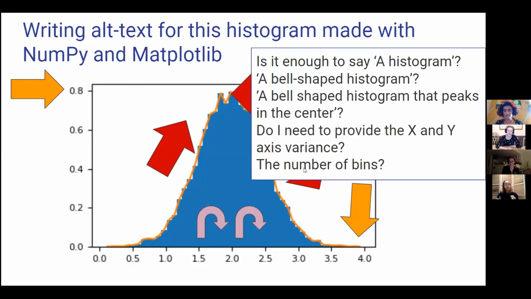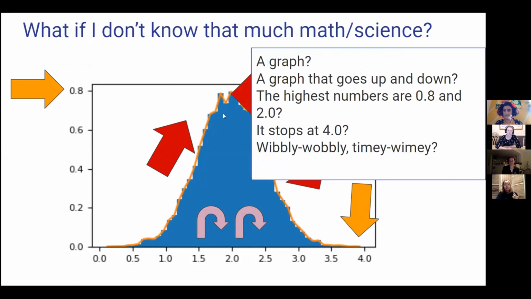So in this example with a histogram, is it enough to say that this is a bell-shaped histogram? A bell-shaped histogram peaks in the center, the number of bins. And what if you don't even know that much about the math or science or how this was created with NumPy? Then do you say it's a graph that goes up and down? It stops at 4.0, wibbly wobbly, timey-wimey. Again, it's a lot of information. So how do we distill that into something that people can understand?